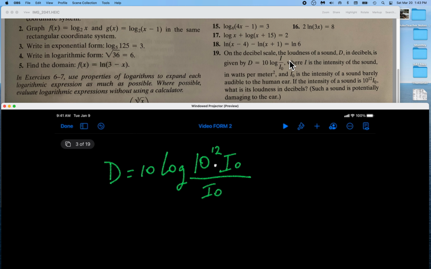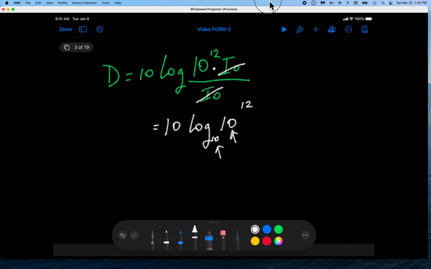Because these are factors, you can cancel that out. So now we have 10 log 10 to the 12th. Whenever you have the base of the log equal to the base of the exponent in the argument, you can cancel them. And you're left with the exponent.